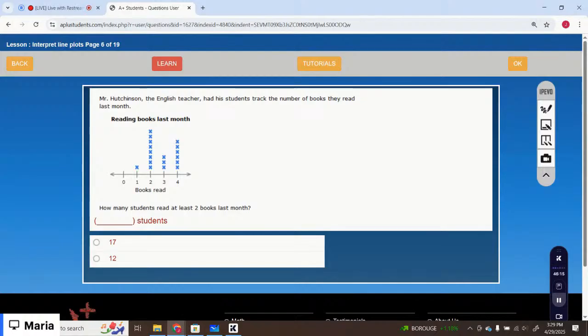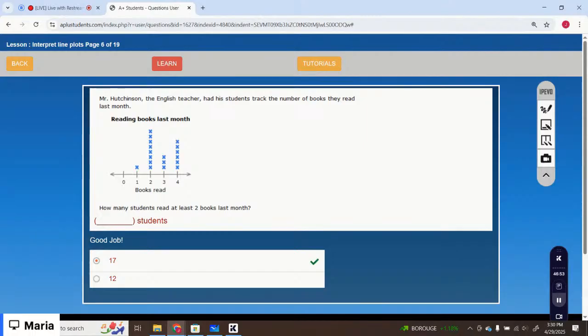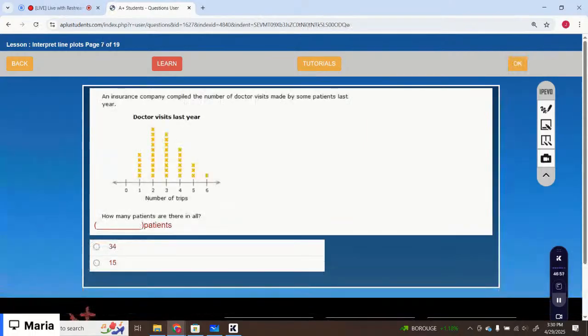Mr. Hutchinson, the English teacher, had his students track the number of books they read last month. How many students read at least two books last month? At least two, and at most three and four. One, two, three, up to 17. So the correct option is 17. Option number one is the correct option.